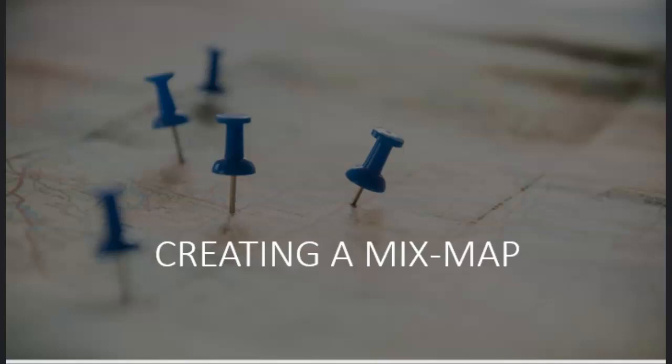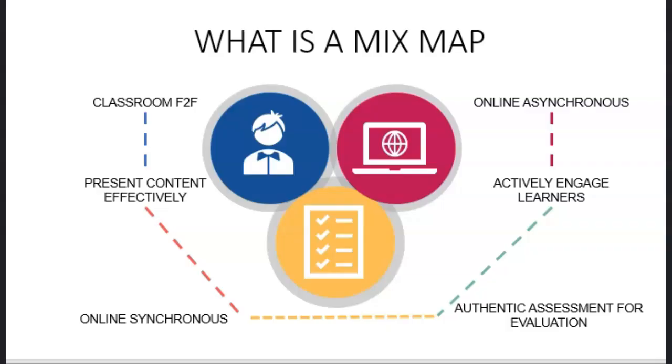So let us begin. A mix map is a visual representation of a style of education in which the course components are shown through a Venn diagram, as shown here, which enables a flexible participation policy for students, whereby students may choose to attend face-to-face class sessions or online. Online can either be synchronous or asynchronous.